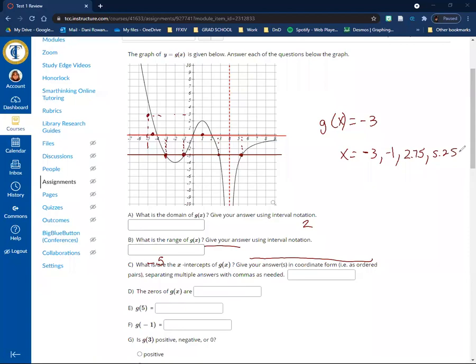It'll give you one with nicer numbers. It would probably do a g of x equals -4. So if you came over here, it hits there and there. Right? So in this case, what x values? 3 and 5. And you separate them by commas.